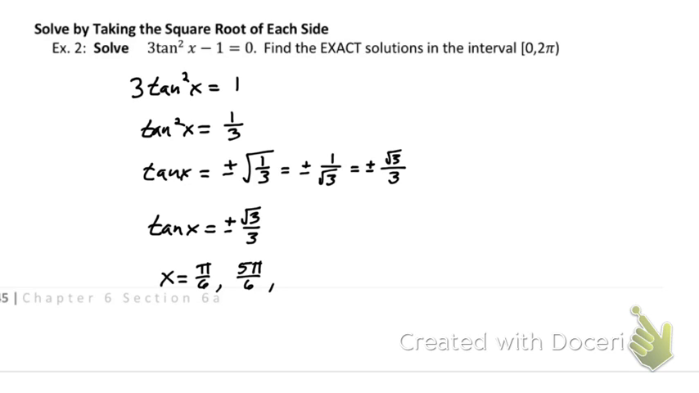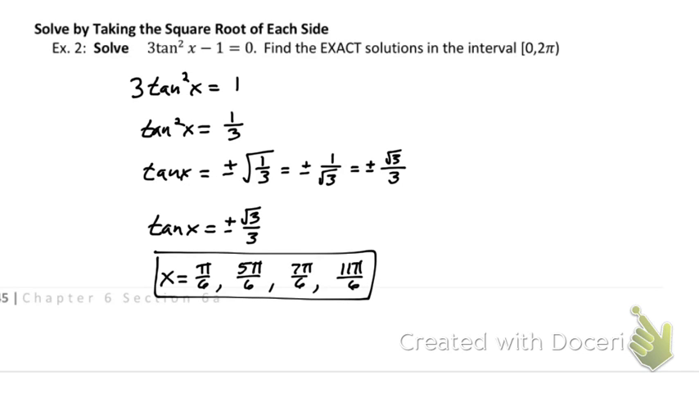What would it be if I'm in quadrant 3? Well, 7 pi over 6. And the final one was what happens if I'm in quadrant 4? 11 pi over 6. Thanks, Labib. Those are all the 4 possibilities that work for this one. Questions on that?